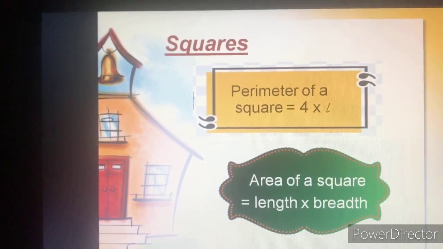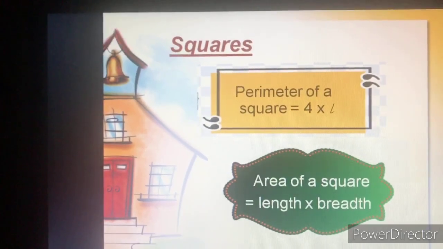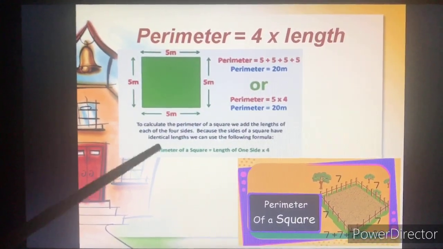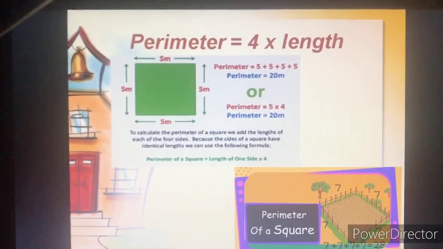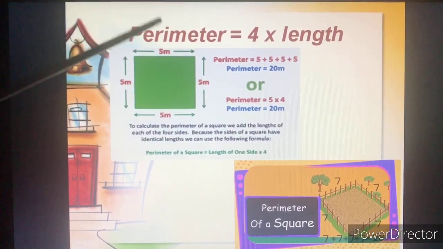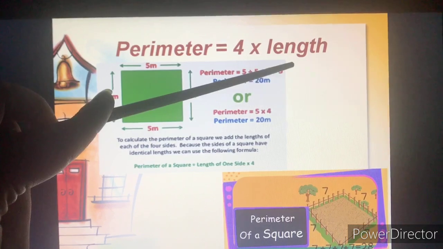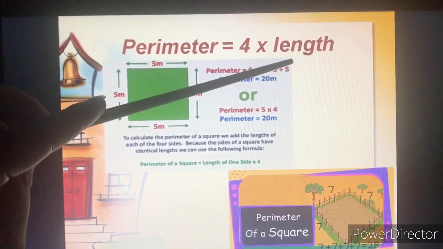We will do practice and you will know each and everything very easily. Let's apply our formulas to get a good understanding. As I told you, for squares, the perimeter's formula is perimeter is equal to 4 multiplied by length, or 4 multiplied by L.